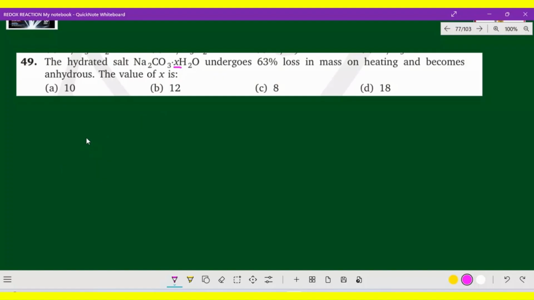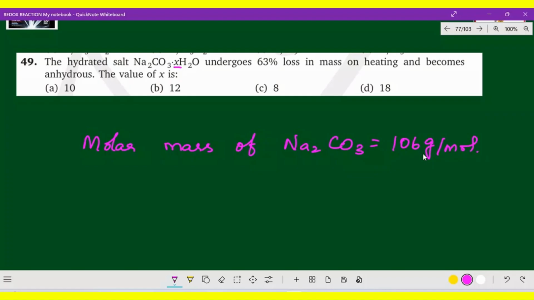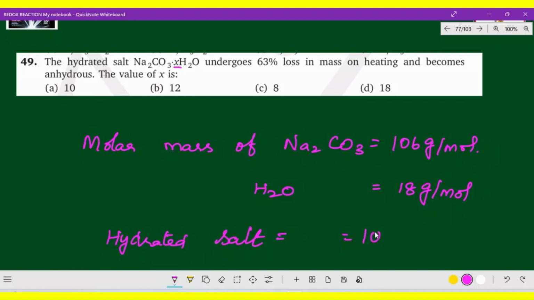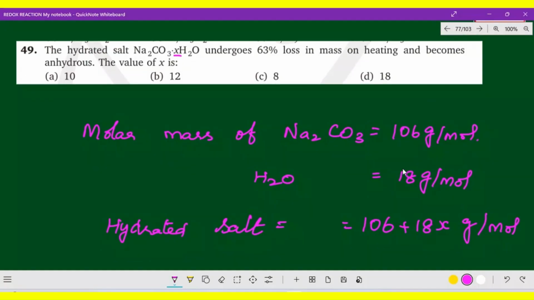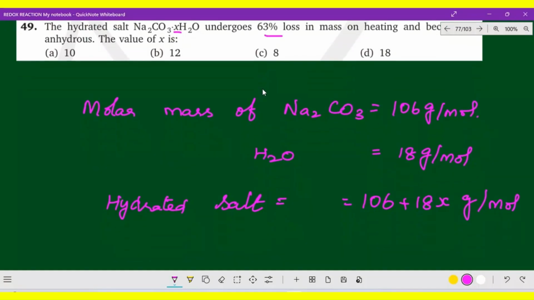The molar mass of sodium carbonate, Na2CO3, is actually 106 gram per mole, right? And the same way, the molecular mass of water is actually 18 gram per mole, but x we did not know. So the hydrated salt, we can bring it that way, 106 plus 18x gram per mole. Can we bring it that way? Yes. Now that is the loss of water due to heating, so it is 63% loss in the mass, right?